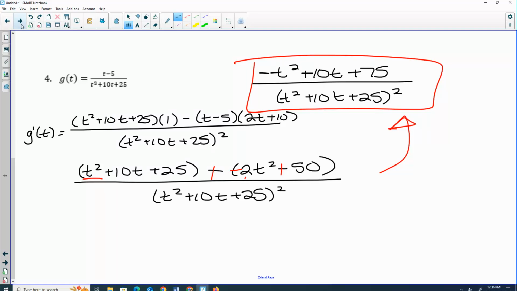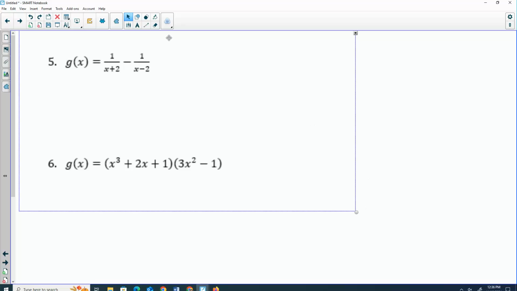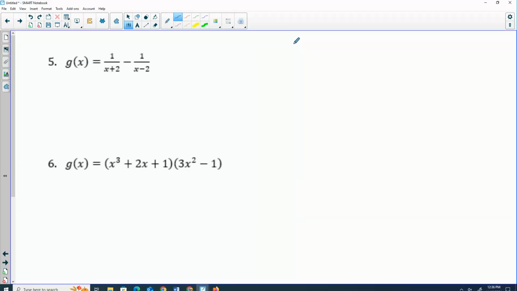Number 5, I want to go over because I know there were a lot of questions on it yesterday. There are really 2 different ways you can do it. You can do quotient rule twice, and if you do that, your answer will be like negative 1 over x plus 2 squared plus 1 over x minus 2 squared. Or you can get a common denominator and put them together. I don't remember off the top of my head what that is. Do you want me to work it individually or together? What did you guys do?